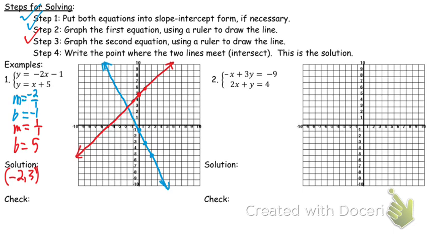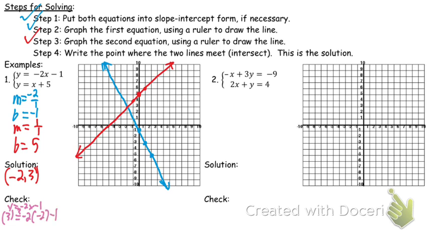So for our checking, I'm going to take my y equals negative 2x minus 1, and I'm going to plug in negative 2 for which variable? I'm going to plug in negative 2 for x. Very good. I'm going to plug in 3 for which variable? Y. So I'm going to plug in 3 equals negative 2 times negative 2 minus 1.